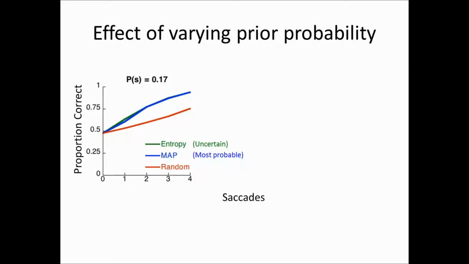So we call locations like the one at the bottom highly probable target locations. We call them MAP for short because they're maximum a posteriori locations. The ones in the 10 o'clock position, for example, are uncertain or high entropy locations. They're equally likely to have a target or not.